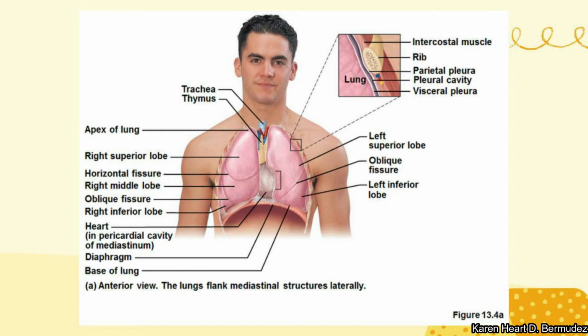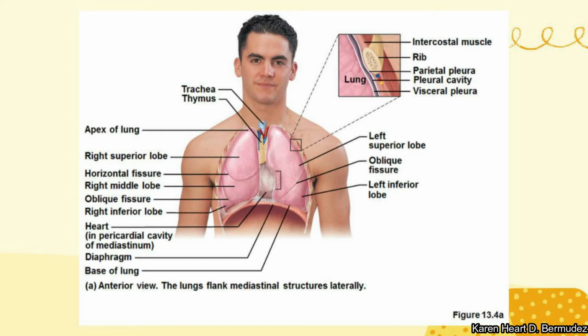Here is the anterior view of the lungs and flanking mediastinal structures. As you can see, we have here the trachea, or colloquially called the windpipe. It is a cartilaginous tube that connects the larynx to the bronchi of the lungs, allowing the passage of air. The thymus is a specialized primary lymphoid organ of the immune system. The apex of the lungs, or apex pulmonis, is rounded and extends into the root of the neck, reaching from 2.5 to 4 centimeters above the level of the sternal end of the first rib.